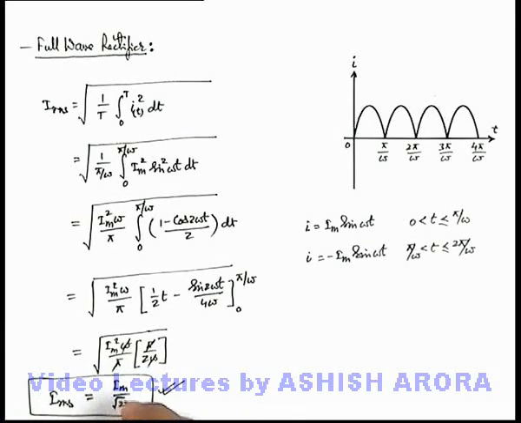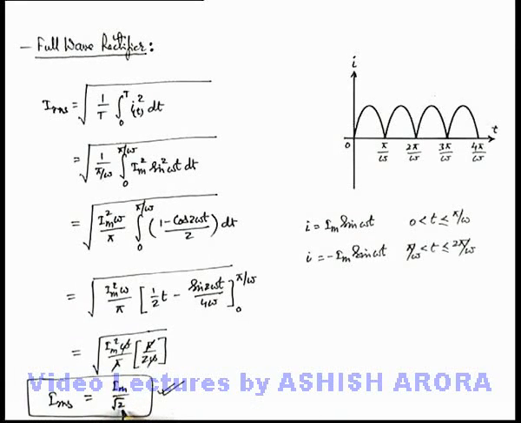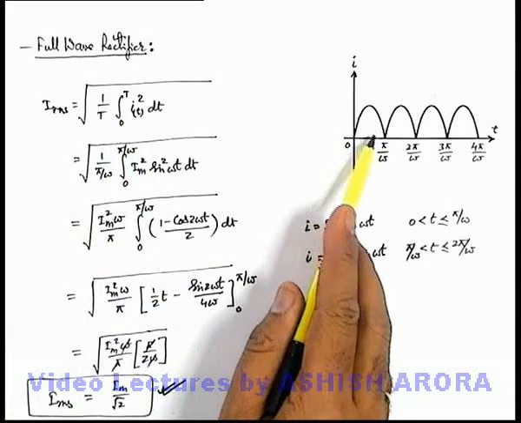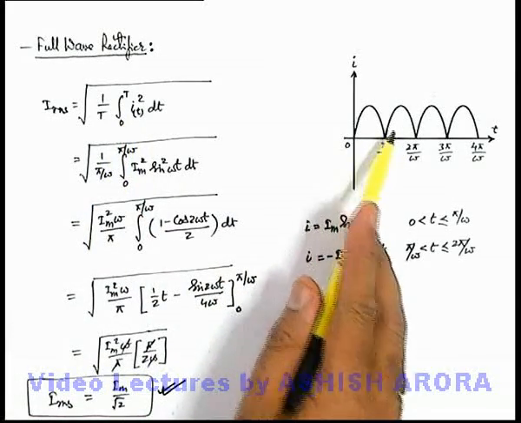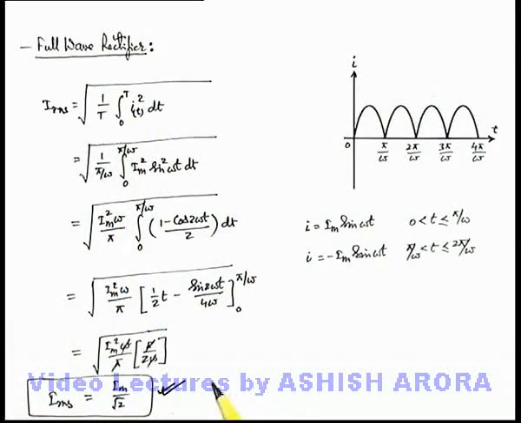Always keep this result of RMS value for a full wave rectifier output, which is given as Im by root 2. You can also recall that this was the same RMS value as for the normal alternating current. As we are calculating the mean of squares, it won't make any difference whether the second half cycle is positive or negative, because on squaring it will always give us the same magnitude.